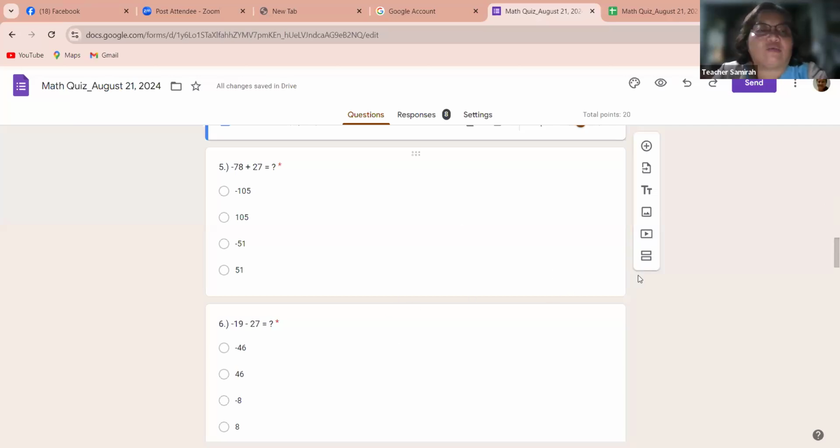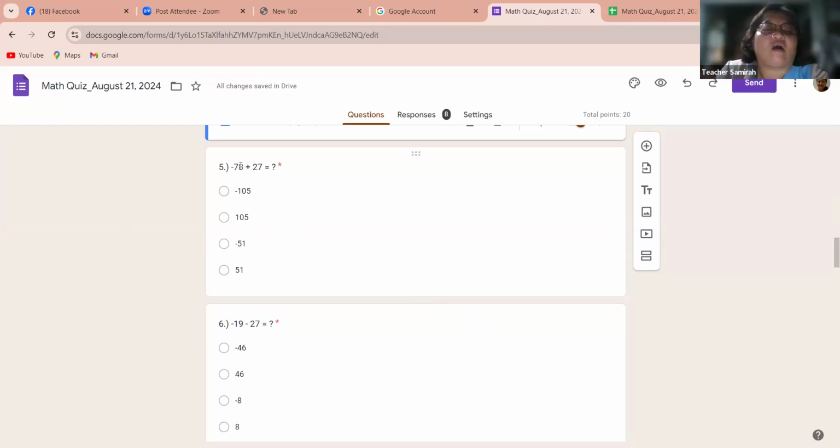What will be the possible answer? What will be the sign of the possible answer? Will it be positive or negative? Negative. Very good. So you have two choices, negative 105 and negative 51. What will be the correct answer? Negative 51, according to Inda.